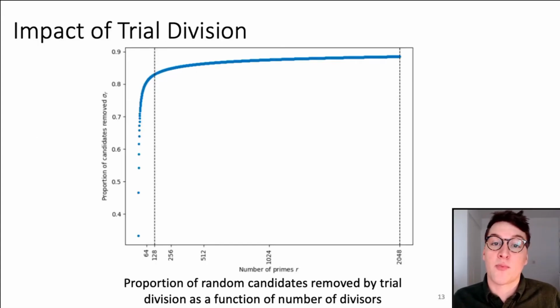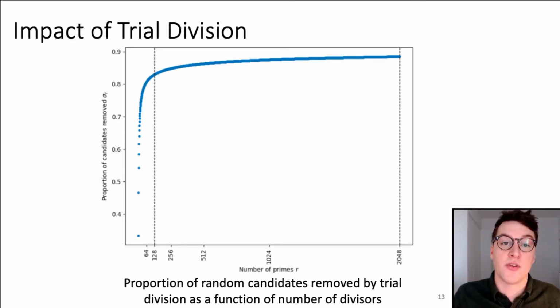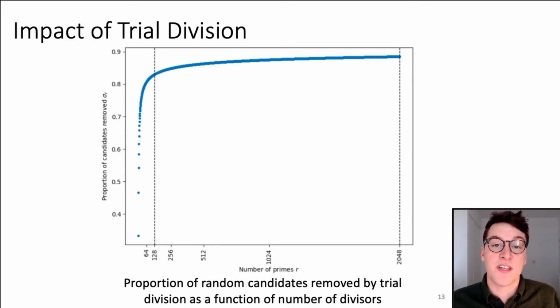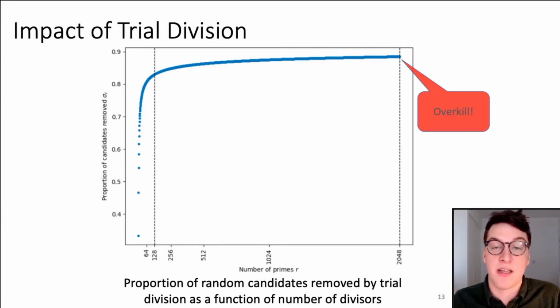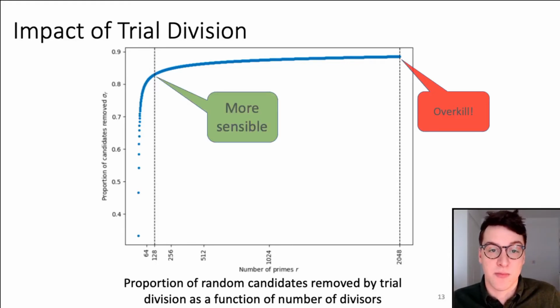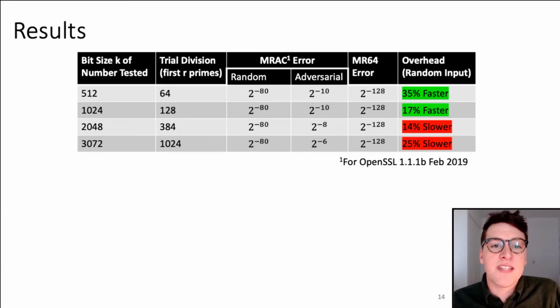Now here we plot the number of primes used in this trial division stage along the bottom versus the portion of candidates removed along the side. We can see from this curve that the first few primes make a huge improvement to the number of candidates removed, and at around the 128 mark we remove 83% of composite candidates. However, we can see diminishing returns pretty quickly here, and if we look at how many primes OpenSSL is trial dividing by, we can see this is a huge overkill, and really we should scale this back to something a little bit more sensible.